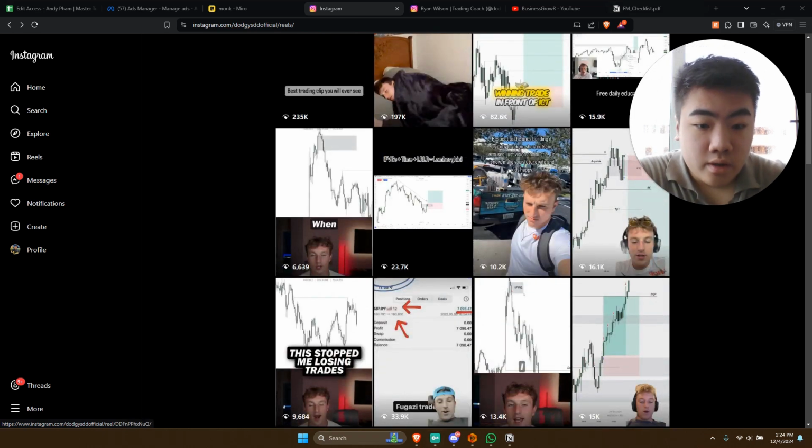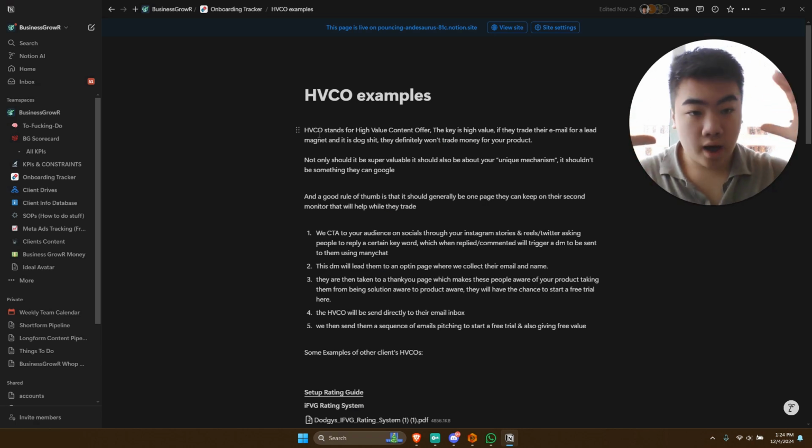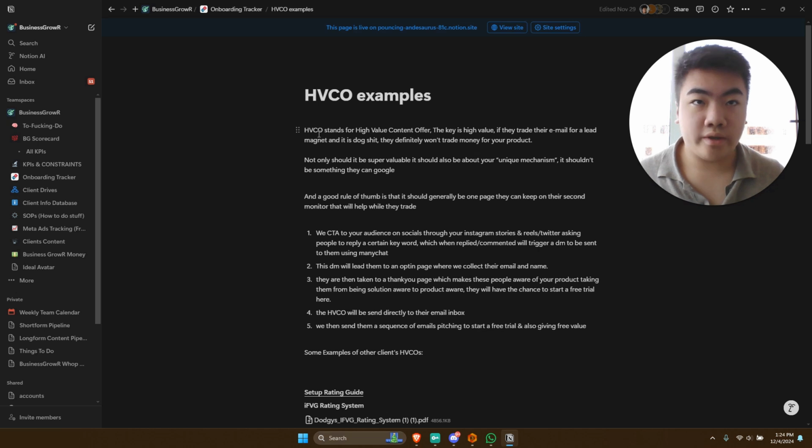So lead magnets, I mean, I can break it down if you need. We call them HVCOs, so it's a high value content offer, and the key to it is that it's high value. Lead magnets are supposed to be super, super, super valuable. All right. If they trade their email for a lead magnet and it's dog shit, it's not worth anything.